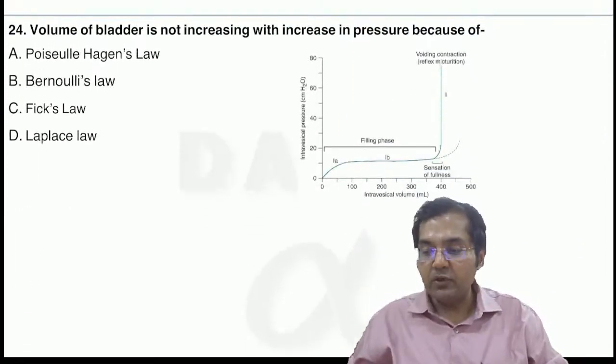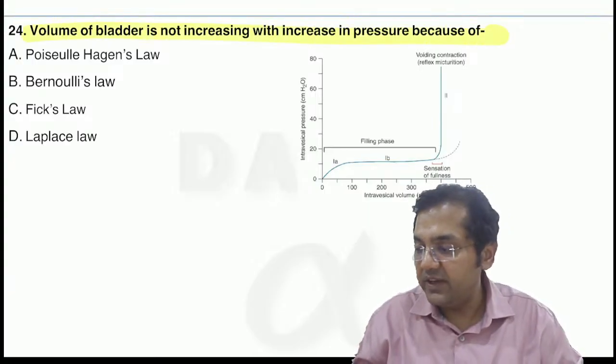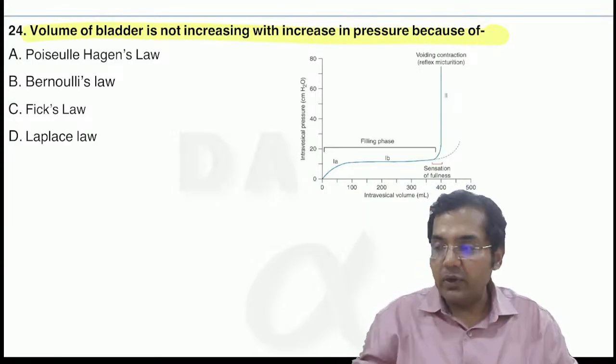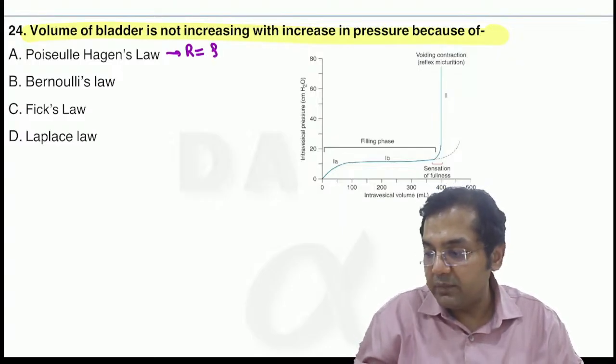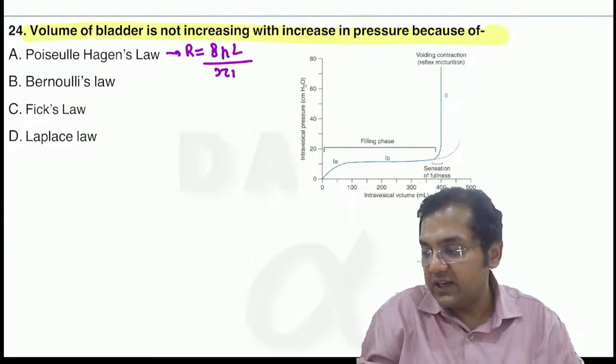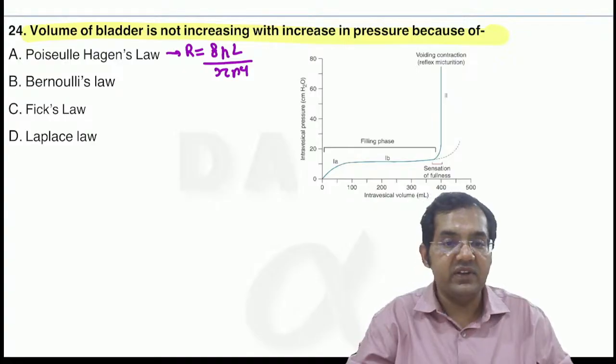Moving to 24. Volume of the bladder is not increasing with increase in pressure. Why? Very interesting question. Remember, Poiseuille-Hagen law is not the answer. Poiseuille-Hagen law is simply R is equal to 8 eta L upon pi r^4. We have studied that in cardiovascular physiology. This is not the answer.